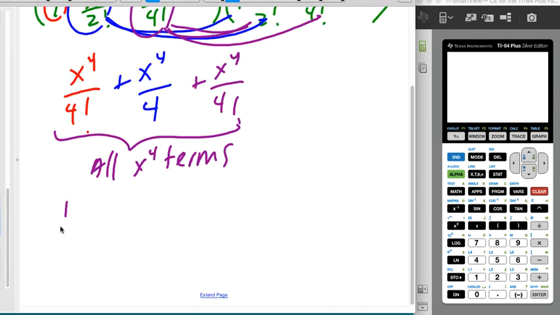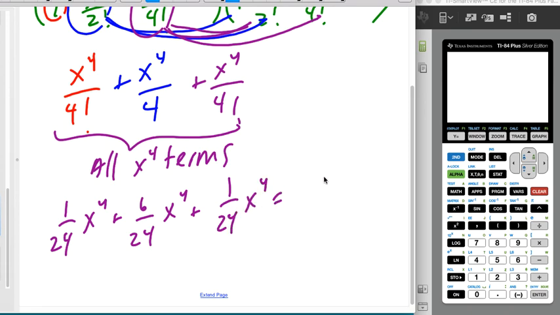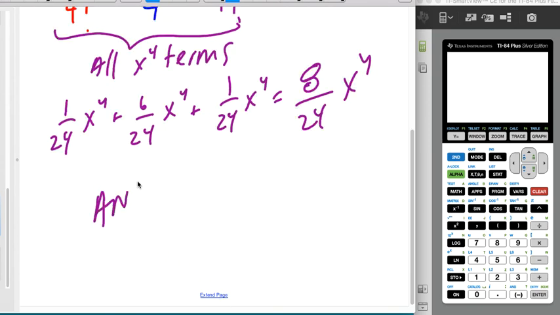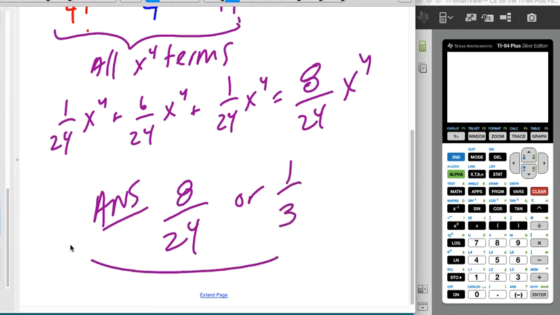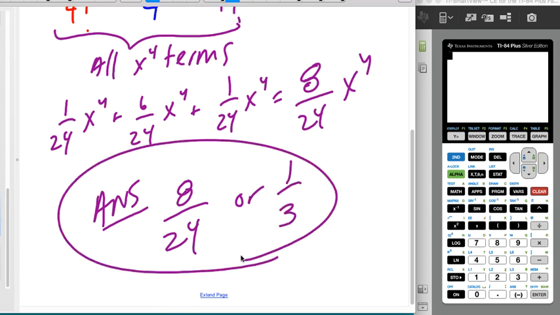So this is a 1/24th x to the fourth plus, 1/4 is the same as 6/24 x to the fourth, plus another 1/24 x to the fourth. So I'm pretty sure I get 8/24 x to the fourth. You could either answer as 8/24, which is fine, or you could say 1/3.